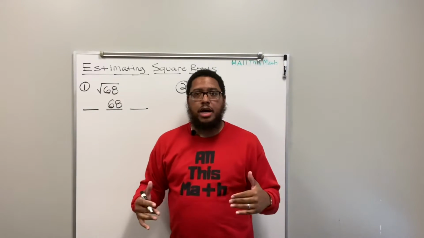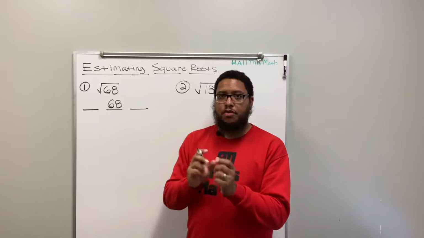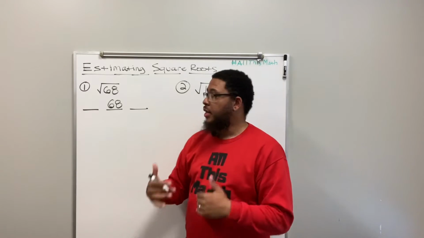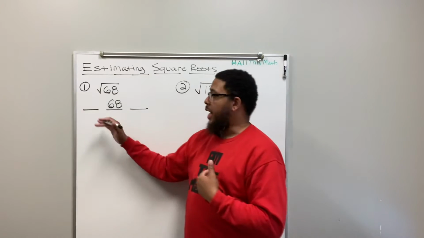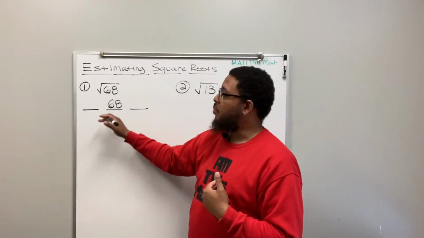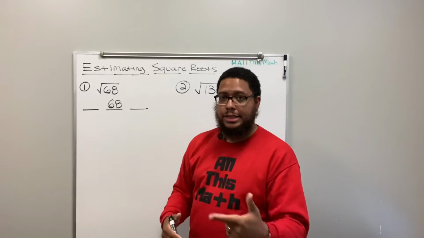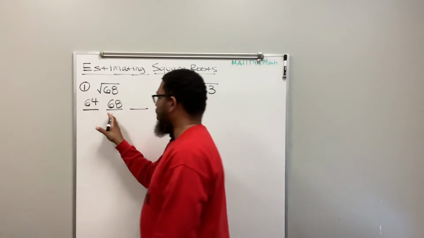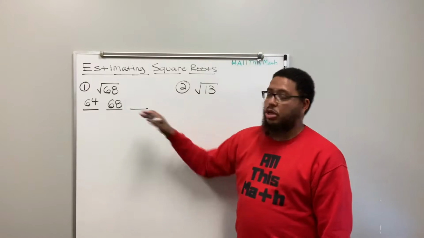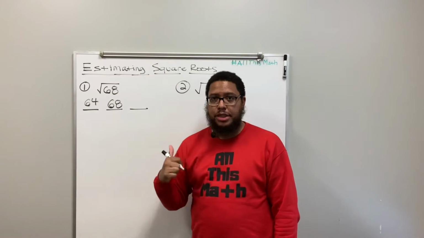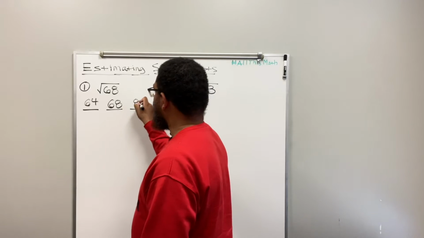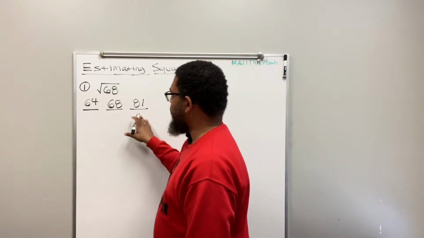I want you to think of the closest 2 perfect squares to 68, one being less than, one being bigger. Since I know my perfect squares, I know that 64 is the closest perfect square to 68 that's less than 68. So I'm going to throw a 64 right here. And I also know that the closest perfect square to 68 that's bigger than 68 is 81. So I'm going to put the 81 right here. All right, so I got 64 and 81, right?